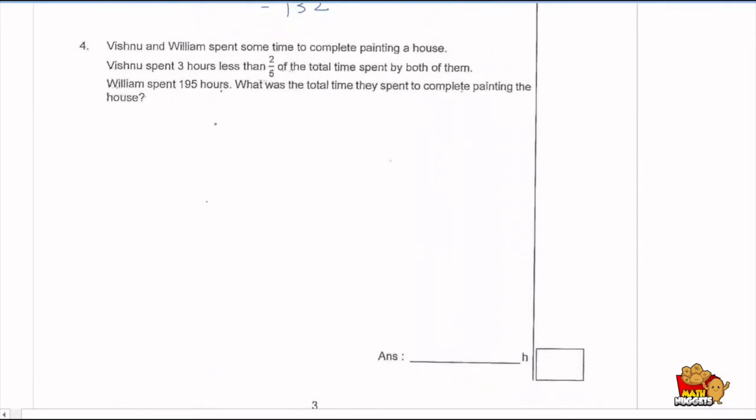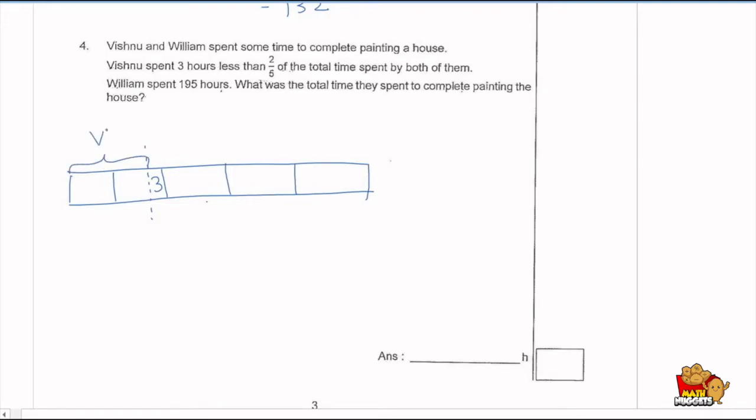Question 4. I'll draw a model to illustrate. Vishnu spent 3 hours less than 2/5 of the total time spent by the both of them. So 2/5 of the total time will be 2 units, but Vishnu spent 3 hours less than that. So 3 hours less than 2/5. So this is Vishnu. And over here would be William, which is 195 hours.